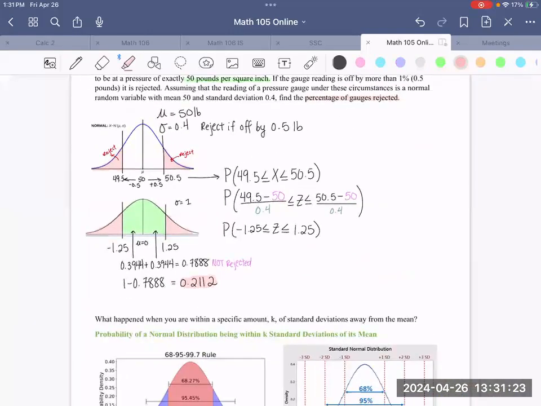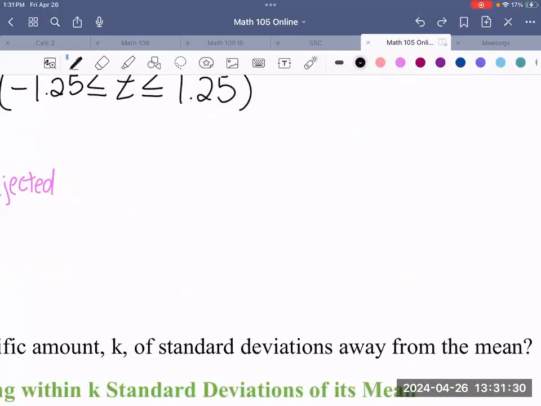Now, we can do that by hand or we can do it by calculator. I'll show you, maybe I'll just do it right here. So let's see the calculator aspect.